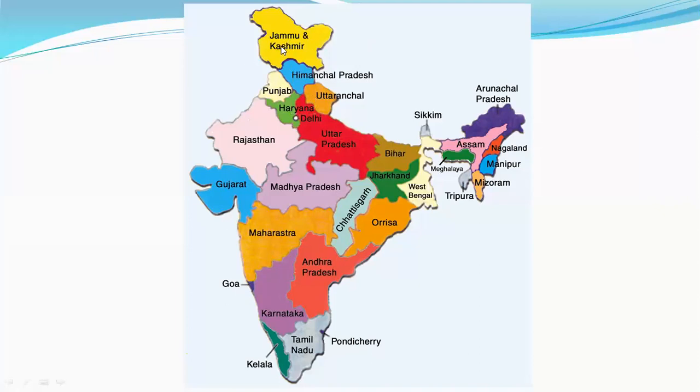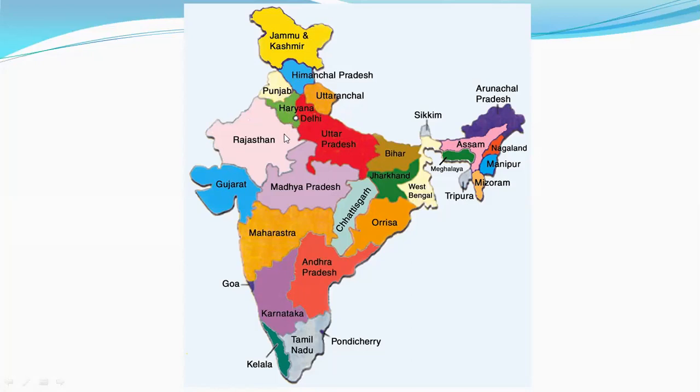So very first place, Jammu and Kashmir. Srinagar. Okay. Himachal Pradesh, Shimla. Uttaranchal, Dehradun. Punjab, Chandigarh. Haryana, Chandigarh. Everyone must say, right?